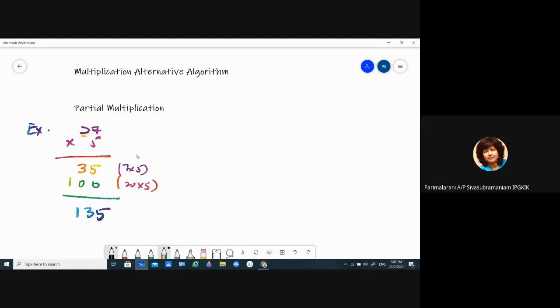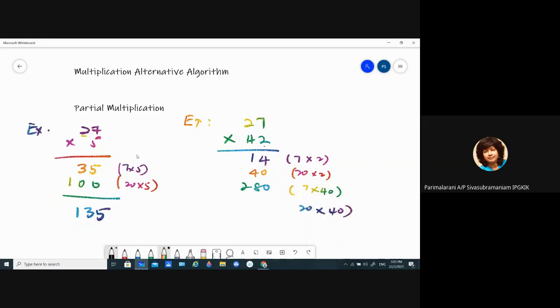Another example: 27 times 42. First we do 7 times 2, which is 14. Then 20 times 2 is 40. After that, 7 times 40, which is 280. And then last will be 20 times 40.